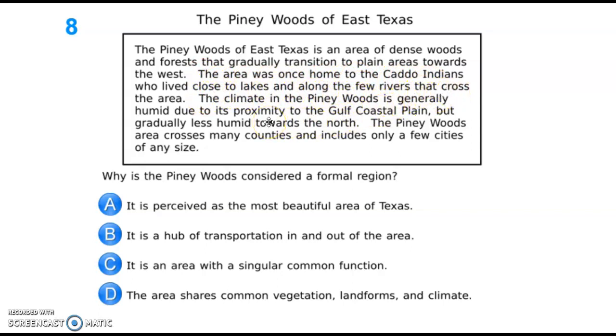The climate in the Piney Woods is generally humid due to its proximity to the Gulf coastal plain, but gradually less humid towards the north. The Piney Woods span many counties and include only a few cities of any size. Why is the Piney Woods considered a formal region? The correct answer here is the area shares common vegetation, landforms, and climate. So this is a formal region, the word common, physical features.